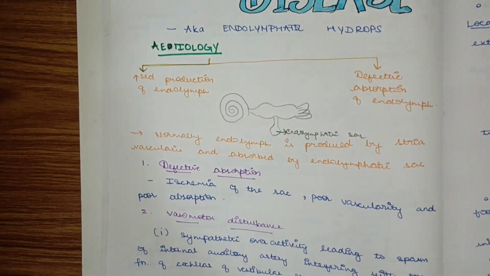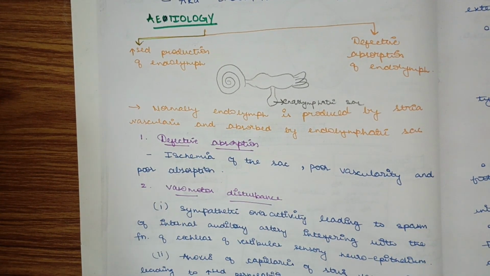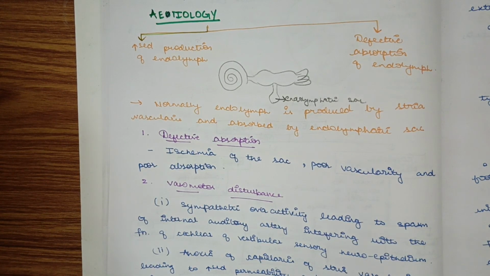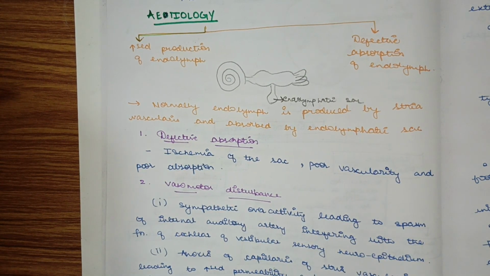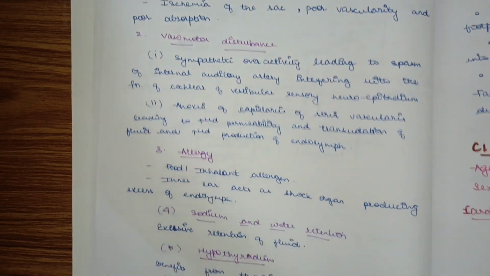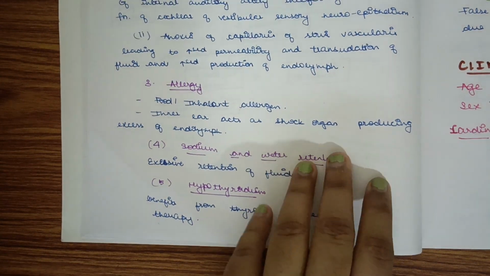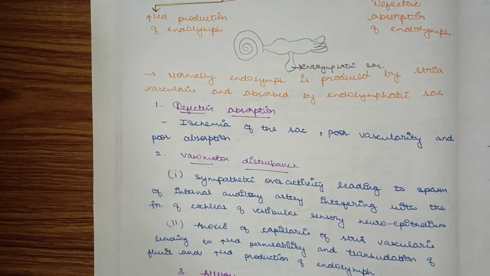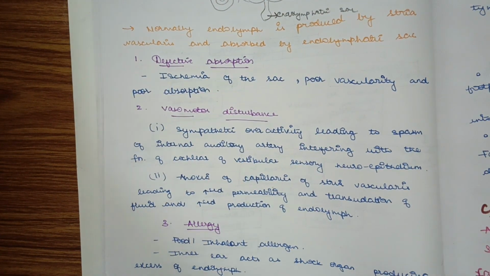So first, we'll look at the defective absorption. Defective absorption may be due to ischemia of the sac, poor vascularity, and poor absorption by the sac. Next may be increased production, which is due to vasomotor disturbance, allergy, sodium and water retention, hypothyroidism, autoimmune, or viral etiology. So, first we'll look at vasomotor disturbance.